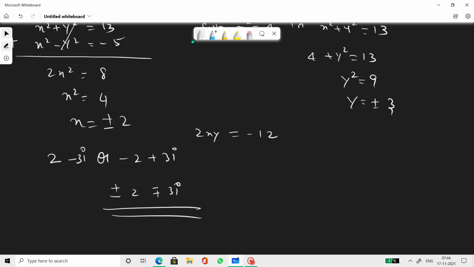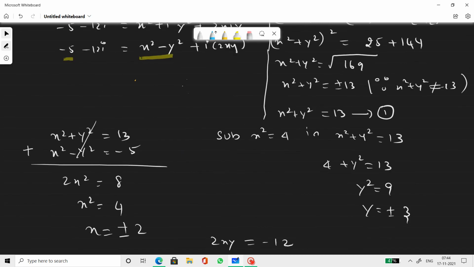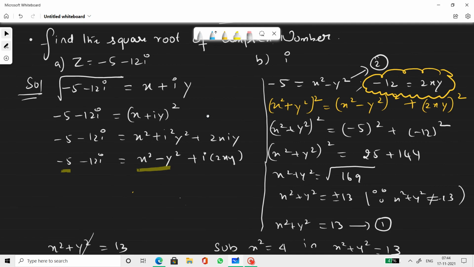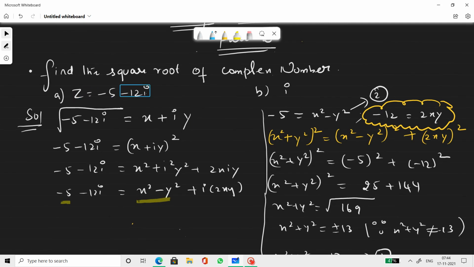So let me just rewind what I told you once again. Here they want us to find the square root of this complex number. We consider the square root of the complex number as x plus iy, square on both sides and then expand. We get two relationships between x and y. Now this will not be enough to find x and y, so we use the conversion formula, which is here.